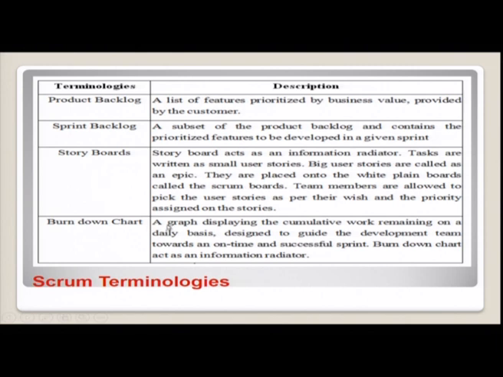Then the other terminology is the burn down chart. What is a burn down chart? A graph that displays the cumulative work remaining on a daily basis. As I said, what is the work that you have performed, what is the work that is still remaining. It is designed to guide the development team towards an on-time and successful sprint. The burn down chart acts as an information radiator. It lets you know whether you have completed a particular set of features and what is still remaining. So these three things are terminologies. My dear students, roles are important, terminologies are important. That is the reason I have given it in separate slides.